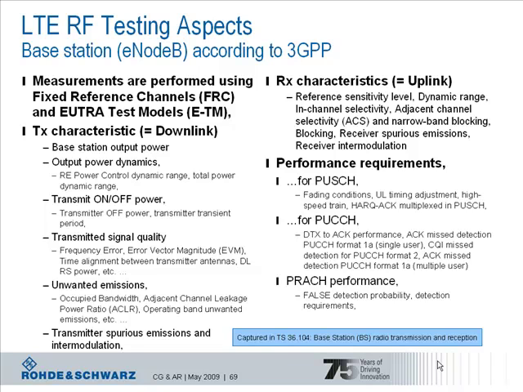These receiver tests are, for example, reference sensitivity level, dynamic range, in-channel selectivity, adjacent channel selectivity, blocking, receiver spurious emissions, and receiver intermodulation. The transmitter of the eNode B is verified performing power measurements, checking output power dynamics, signal quality, unwanted emissions, transmitter spurious emissions, and intermodulation. Fixed reference channels as well as the UTRA test models are used for particular measurements, where for each measurement it is defined what model or channel to be used.